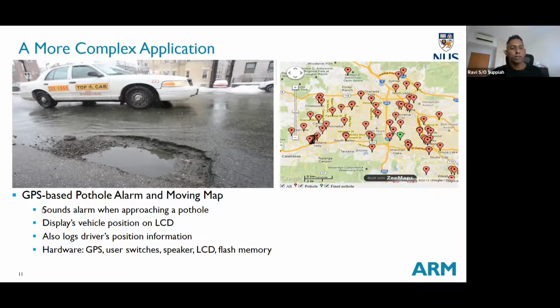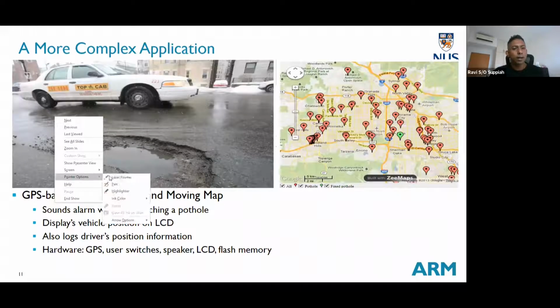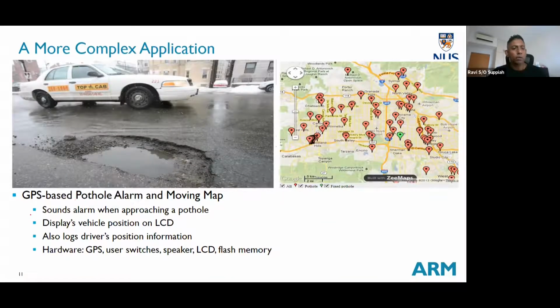In this case, you firstly need to sound an alarm when you are approaching a pothole, so that the driver is aware. At the same time, you want to display your position as well as the pothole position on some map that the user can see. You may also want to log the driver's position information. This could be useful, let's say if it's a taxi company or a delivery company, you want to keep track of where your vehicles are going. So this may be a useful way of keeping track by making sure the information is logged.